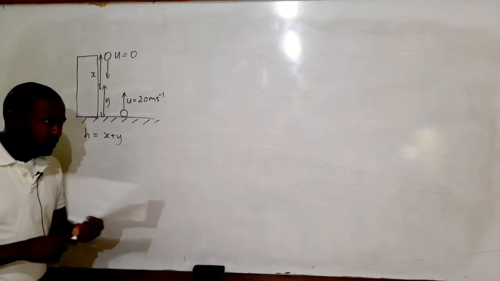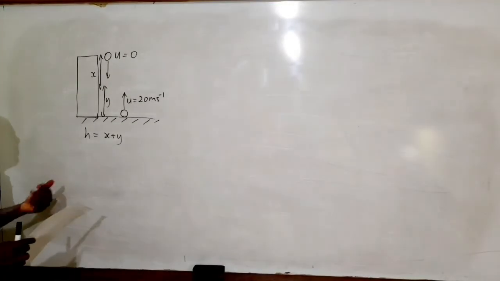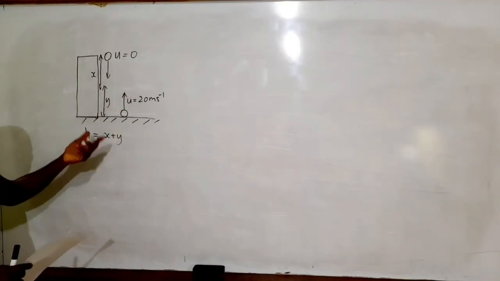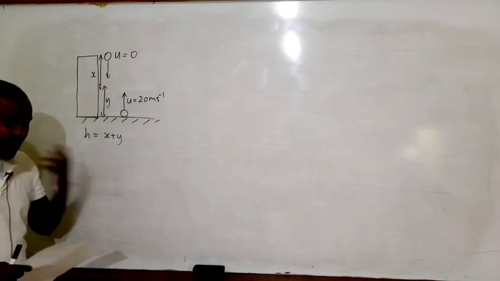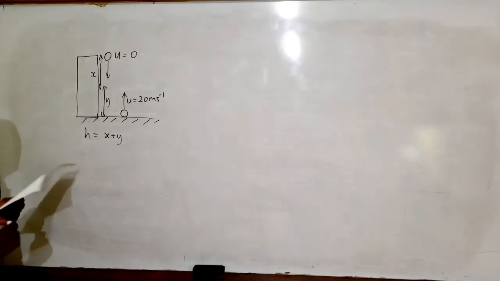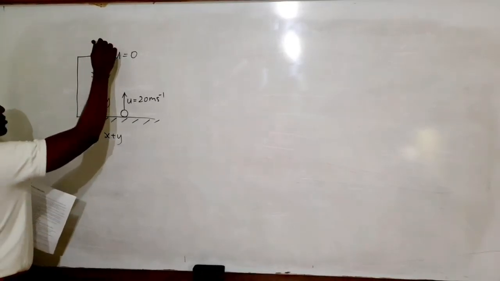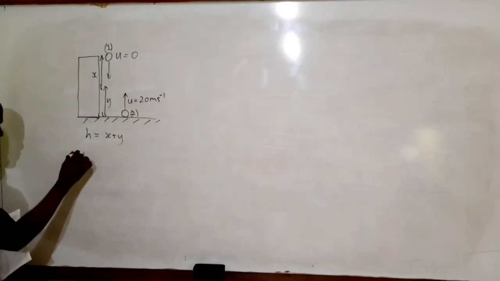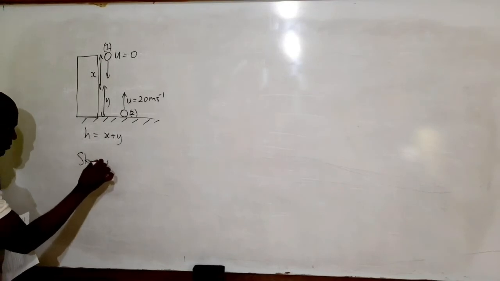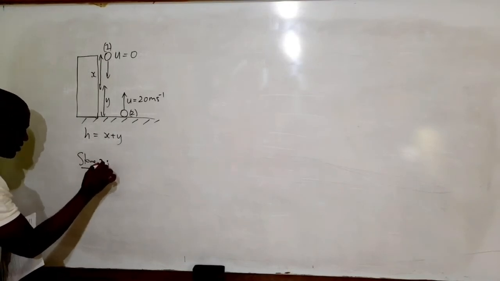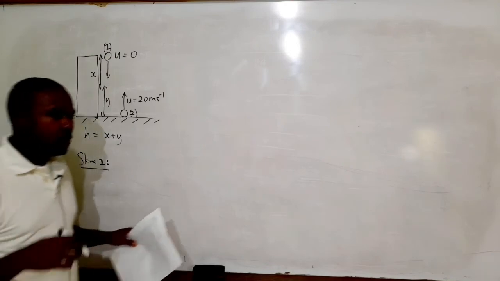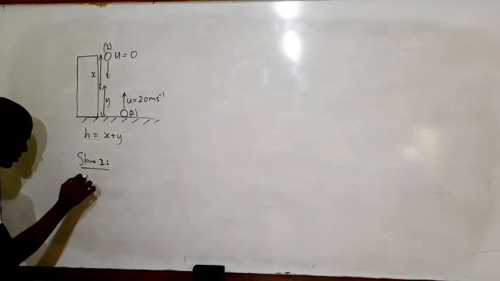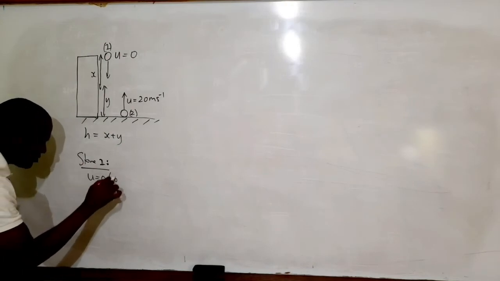So what we will do is calculate the distance traveled by each stone in the given time, and then add that to give the height of the building. Let's call this stone 1 and this stone 2. So for stone 1, of course it is being dropped, so usually we treat the downward direction as positive, and the initial velocity is of course equal to 0. So u is equal to 0, the stone is dropped.